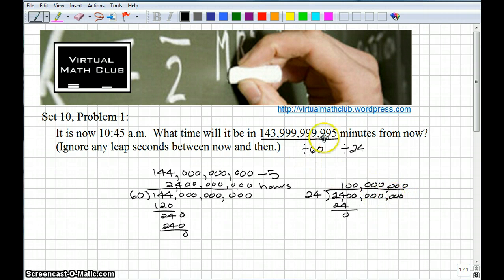So if this number up here were 144 billion, then that would be exactly 100 million days, and it would be 10:45, right? Okay, so it'll be 10:45. I meant 5. Getting ahead of myself here. 10:45 in 144 billion minutes.